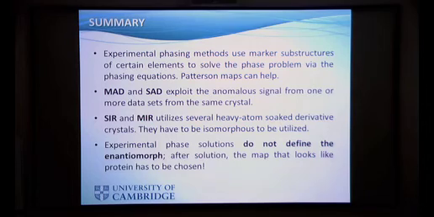MAD and SAD exploit the anomalous signal from one or more data sets from the same crystal at a certain wavelength. SIR and MIR utilize several heavy atom-soaked derivative crystals. The derivative crystals have to be isomorphous to be utilized. Experimental phase solutions do not define the enantiomorph. After the solution, the map that looks like protein and solvent has to be chosen.